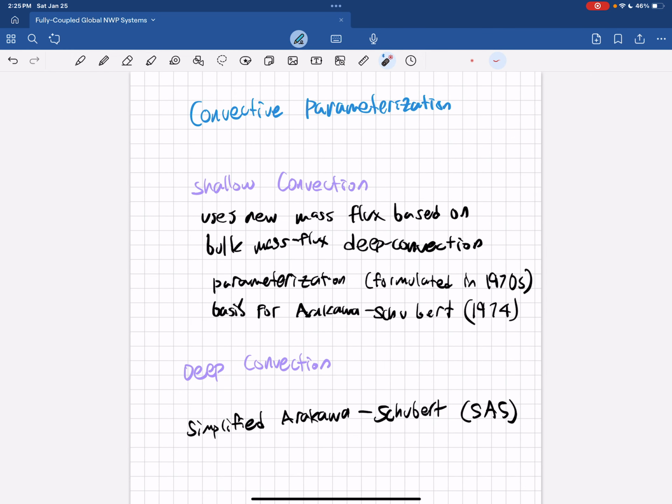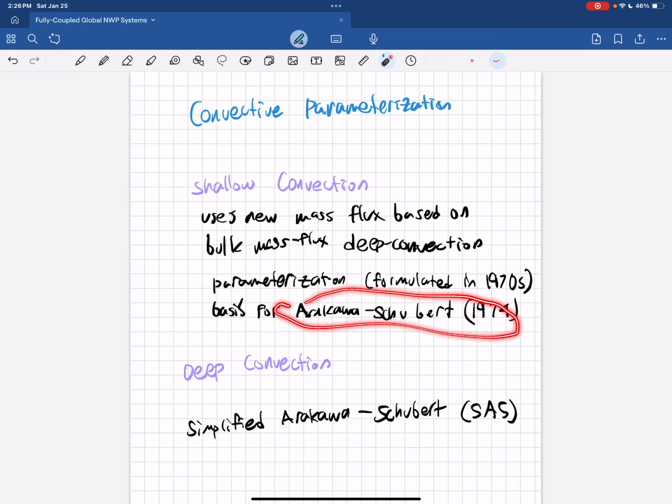For convective parameterization, they say they use a new mass flux based, bulk mass flux deep convection parameterization, but they do it for shallow convection. This bulk mass flux parameterization was formulated in the 1970s. Who's the first one to do it? I don't know, and I don't think it's really written down where I could find it.